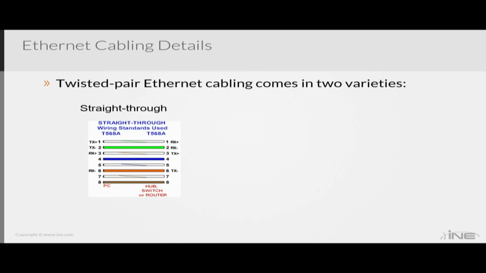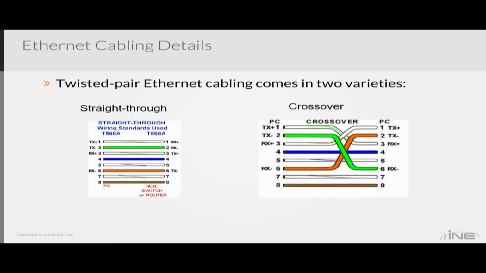But if I'm connecting devices that are at the same layer, for example, if I want to connect a switch to another switch or a router to another router, then I would use what's called a crossover cable. Devices at the same layer of the OSI model use crossover cables. You can see this is why they call it crossover, because pin 1 on one side ends up at pin 3's position on the other. Pin 2 ends up at pin 6.